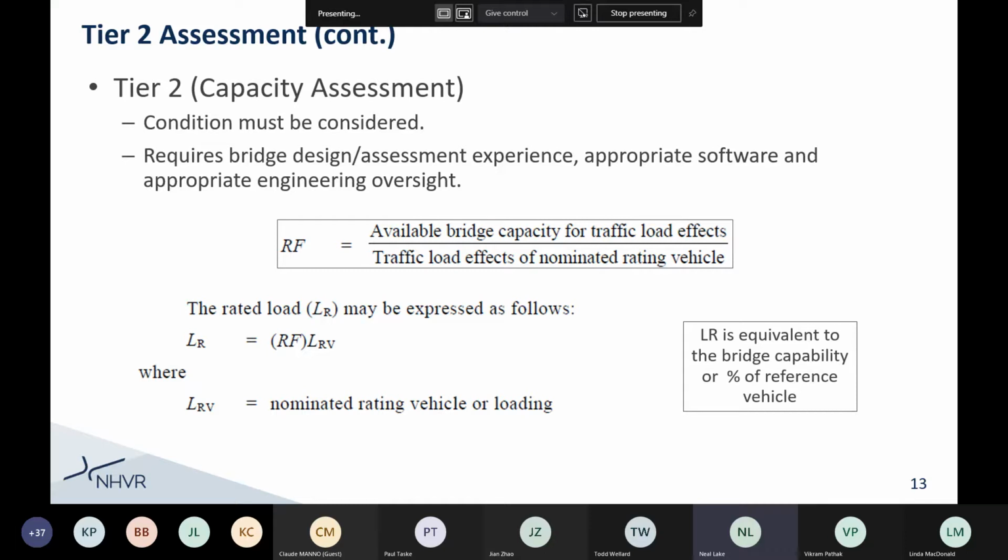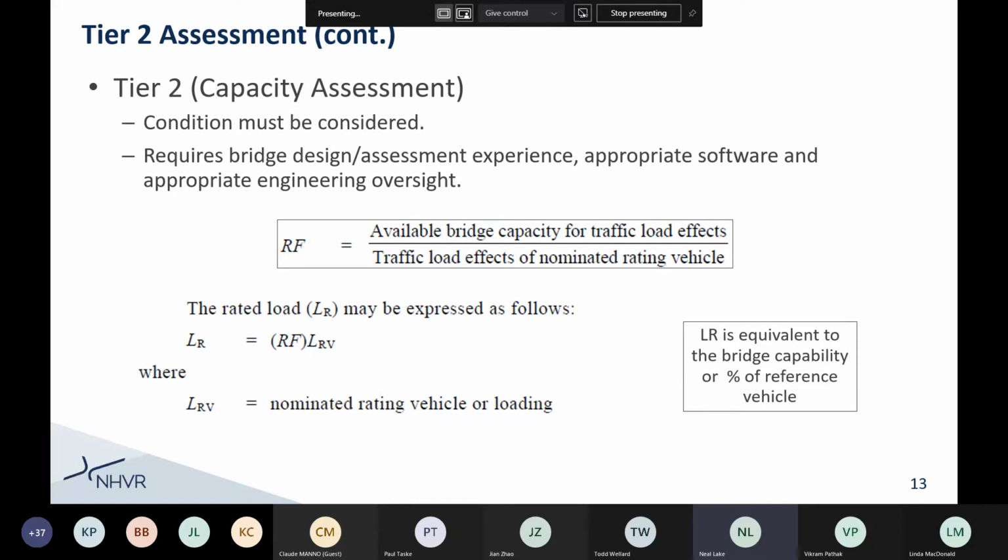And what the rating factor is essentially is a ratio of the available bridge capacity for traffic live load effects over the traffic load effects of the vehicle that you're rating, right? And so when you do that, you'll end up with a thing called a rating factor. And essentially what I wanted to link this into is that I talked a little bit earlier about having good reference vehicles, and that those reference vehicles could be considered a percentage of a reference vehicle. And essentially that's what the rating factor is.